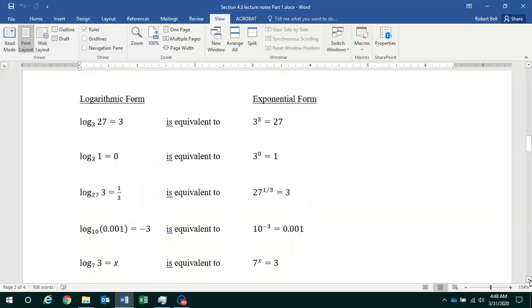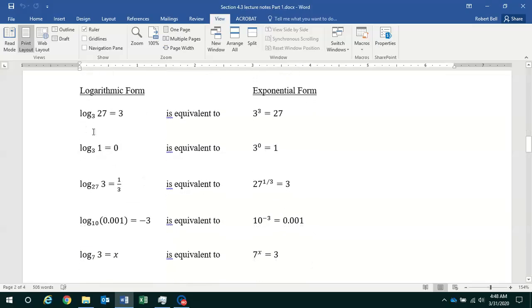Now let's go the other way. We have log base 3 of 27 is equal to 3. 3 is the base, 3 is the exponent. That's a true statement because 3 cubed is indeed equal to 27. Log base 3 of 1 is equal to 0. 3 is the base, 0 is the exponent. That's a true statement because 3 to the 0 is equal to 1.